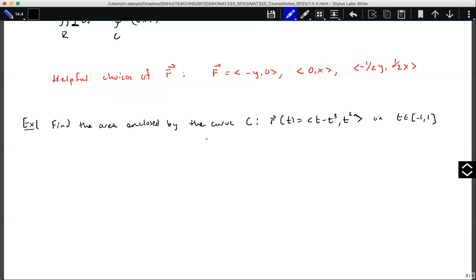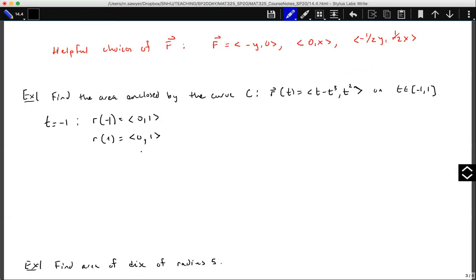The choice of f depends on what problem you're working with, and we'll see some different ideas here. So let's find the area enclosed by the curve r of t equals <t minus t cubed, t squared>. Let's first make sure that this curve is closed, that we start and stop at the same point. At t equals -1, r of -1 is equal to the vector <0, 1>, and r of 1 is equal to the vector <0, 1>. So we start and we stop at the same place, which makes perfect sense.